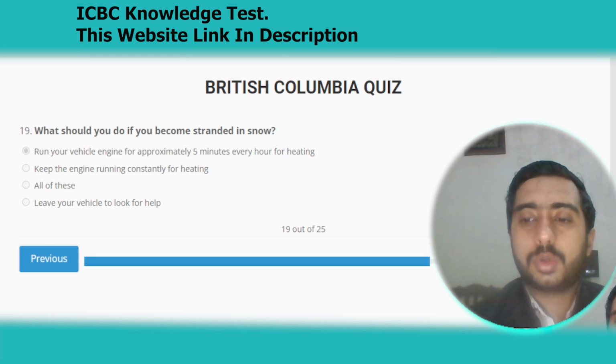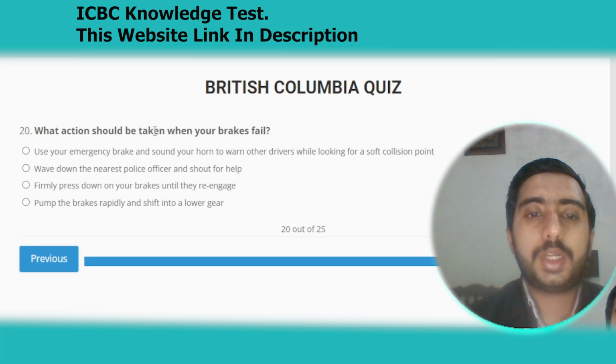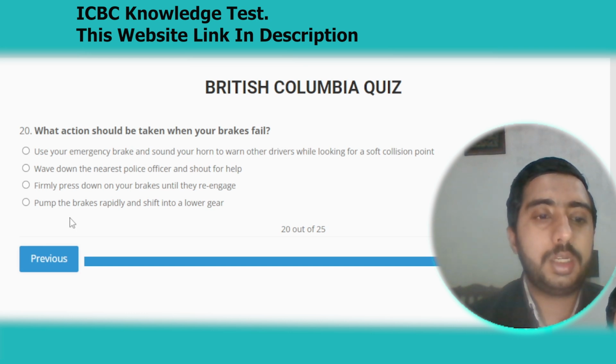Next one, question number 20. What action should be taken when your brakes fail? You need to pump the brakes rapidly and shift into a lower gear.